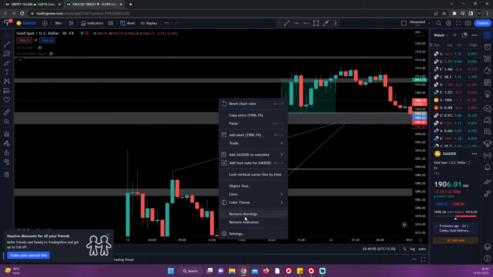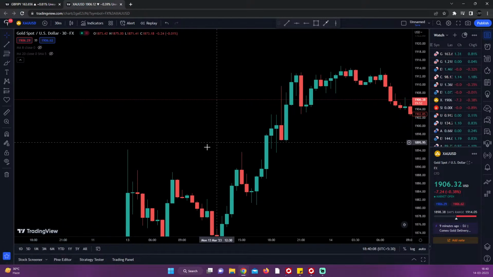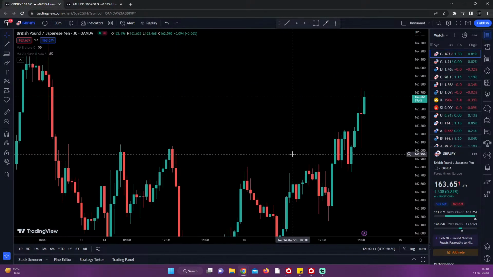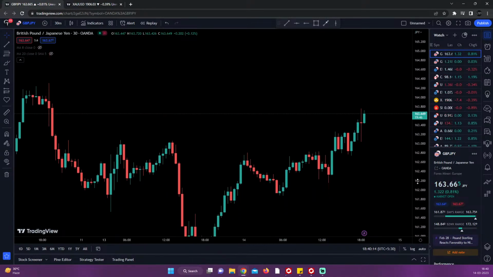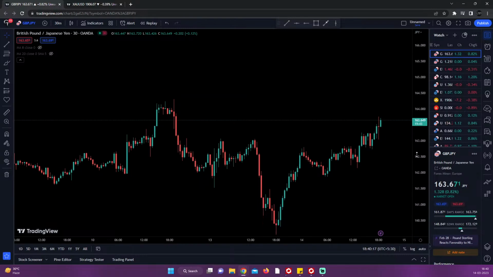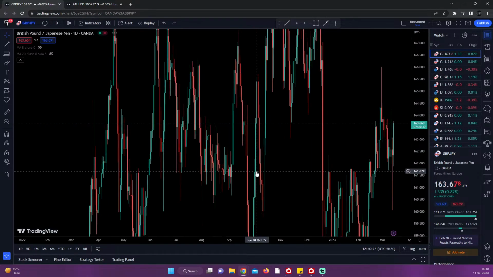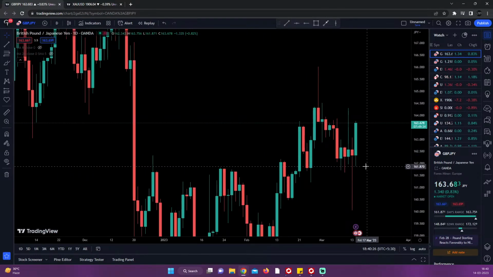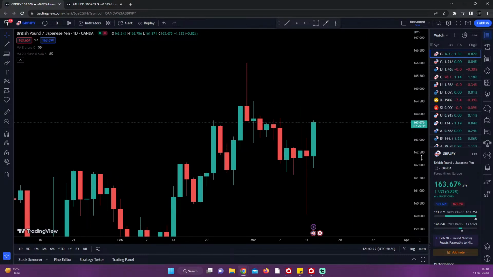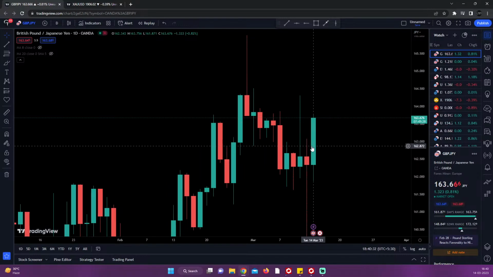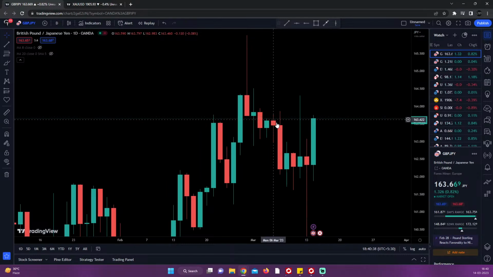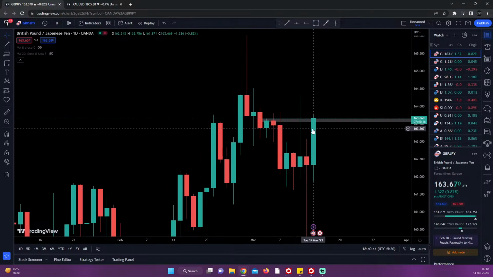So let's remove all the drawings from this chart as well, and let's have a look at GBP. So today, let's go to daily first and see what the daily time frame has to say. Right now on the daily time frame, we can see clearly that the current daily candle has reached the resistance area. This is the resistance area, and the current daily candle has reached the area over here.